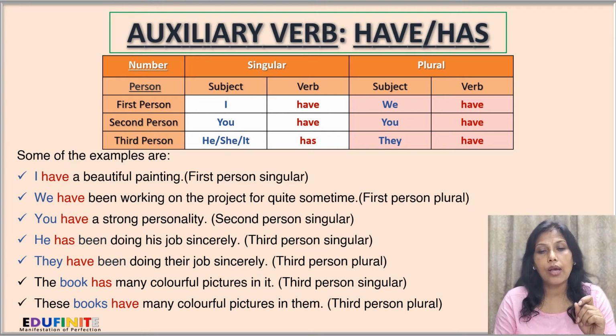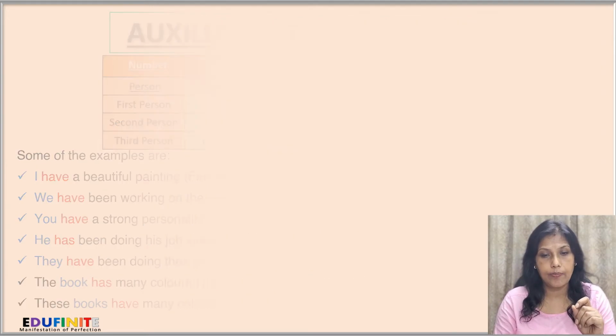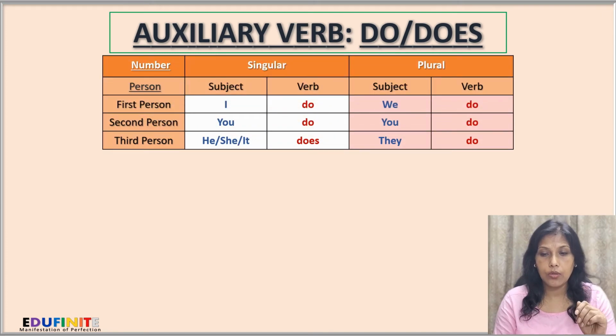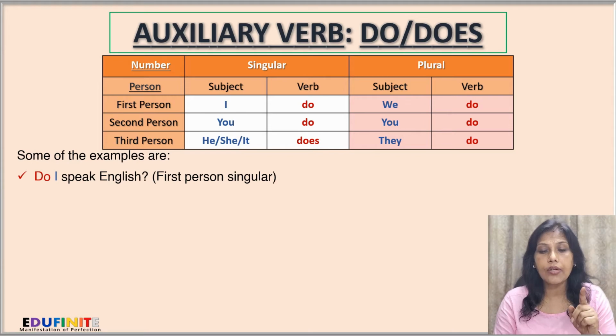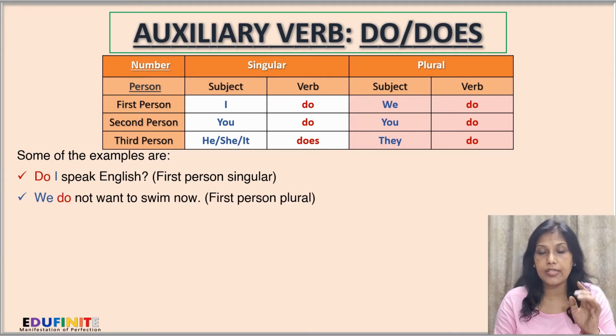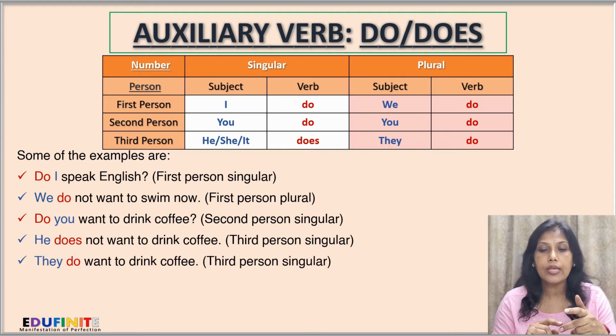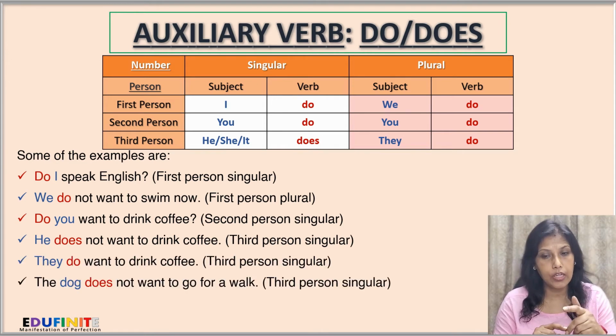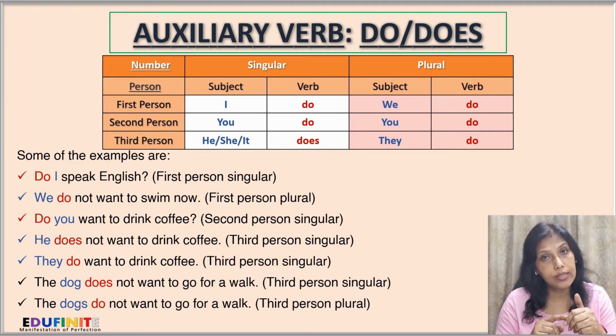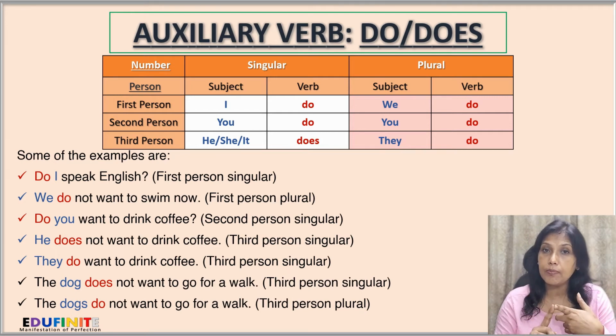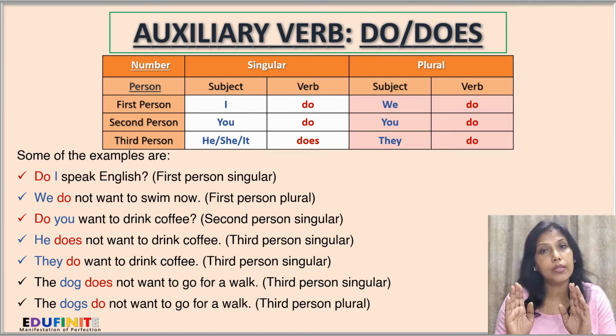Now let's look into the auxiliary verb do and does. Here also, other than third person singular, all of the other subjects go with the verb do. For example, first person singular I, first person plural we, second person singular and plural you, and third person plural they, all of them go with the verb do. Whereas only third person singular, that is he, she, it, goes with the verb does. So let's look at some of the examples.